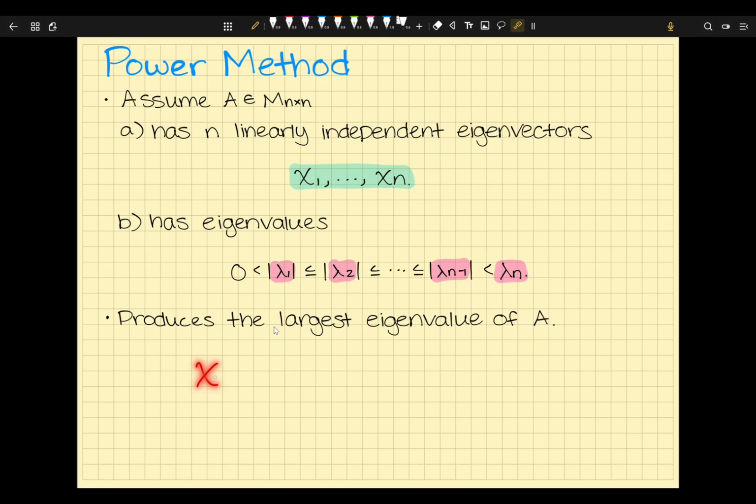What's notable about its eigenvalues is that it has to have one eigenvalue that's larger than the rest. If you notice these less than or equal to signs, it means that some of these n eigenvalues can be equal. We don't have to have n distinct eigenvalues, but we do have to have one eigenvalue that's larger than the rest. This is the eigenvalue that we're going to compute.